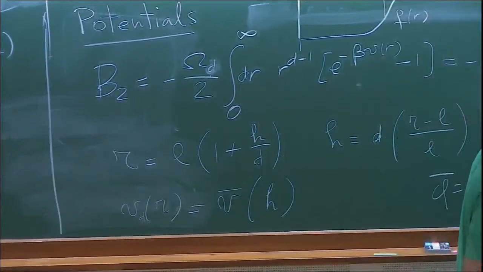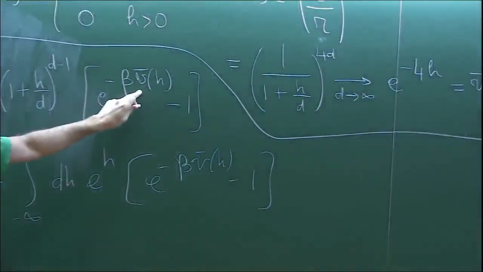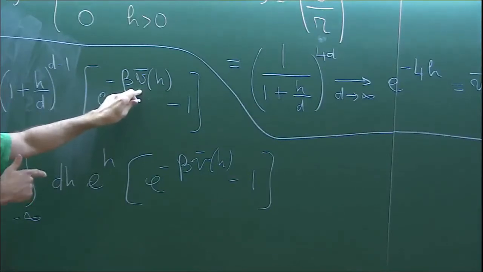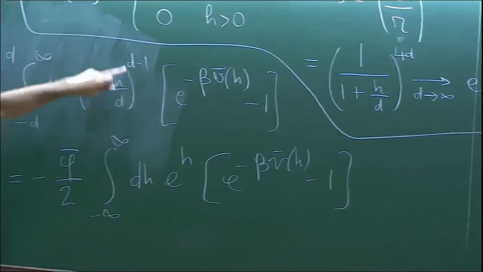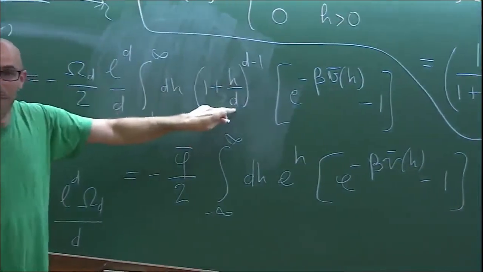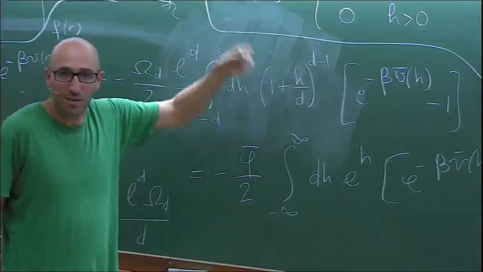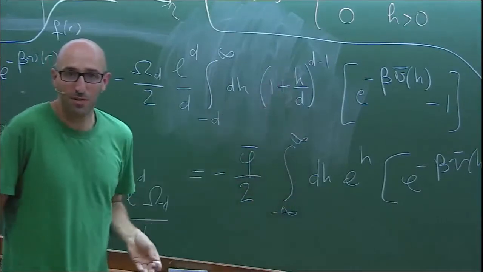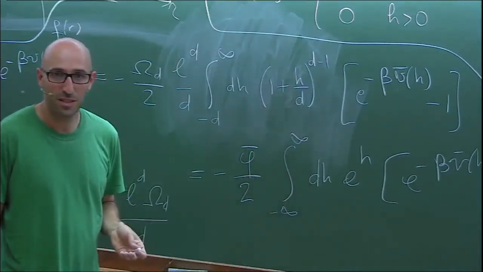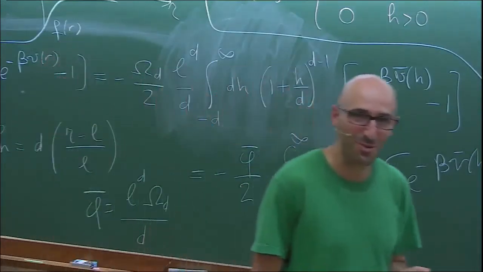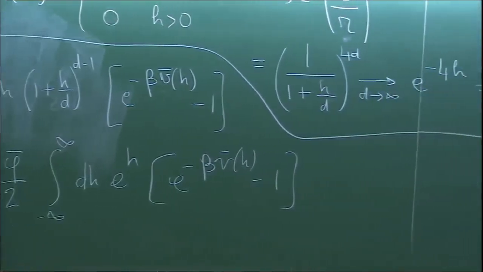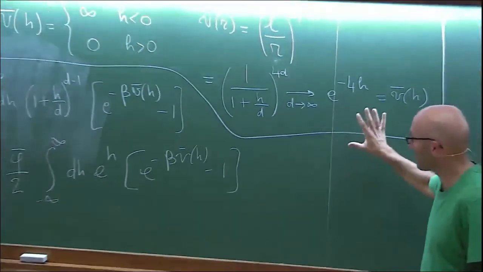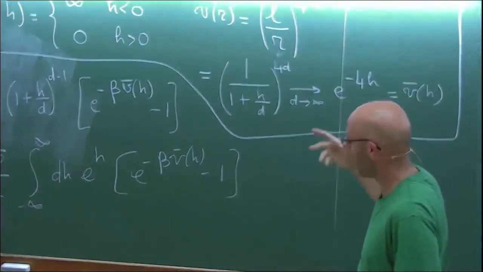Because the potential depends on D only through H, once I change variable to H, the dependence on D in the potential disappears. And then I get a dependence on D here, but I can take the limit of D infinite, and this becomes an exponential of H. Did I answer your question? No. Okay. But this is going to be important, so if it's not clear, please ask.